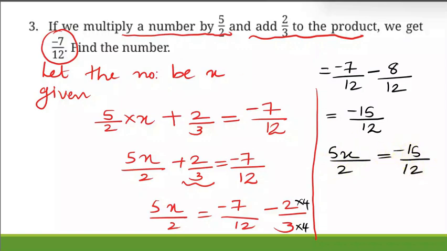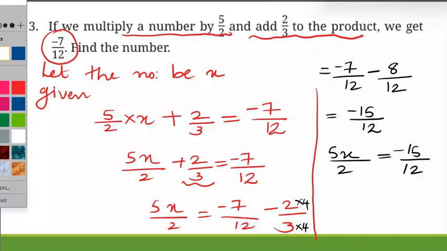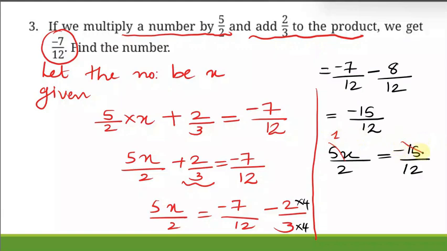Okay, now you can easily cancel the common terms. That means 1 time 5 is 5, here 3 times 5 is 15. Here 1 time 2 is 2, here 6 times 2 is 12. Now again, you got x is equal to 3 by 6, minus 3 by 6, which is equal to minus 1 by 2. So you will get x is equal to minus 1 by 2 here. Got the idea? Okay, now we will move to the next question.